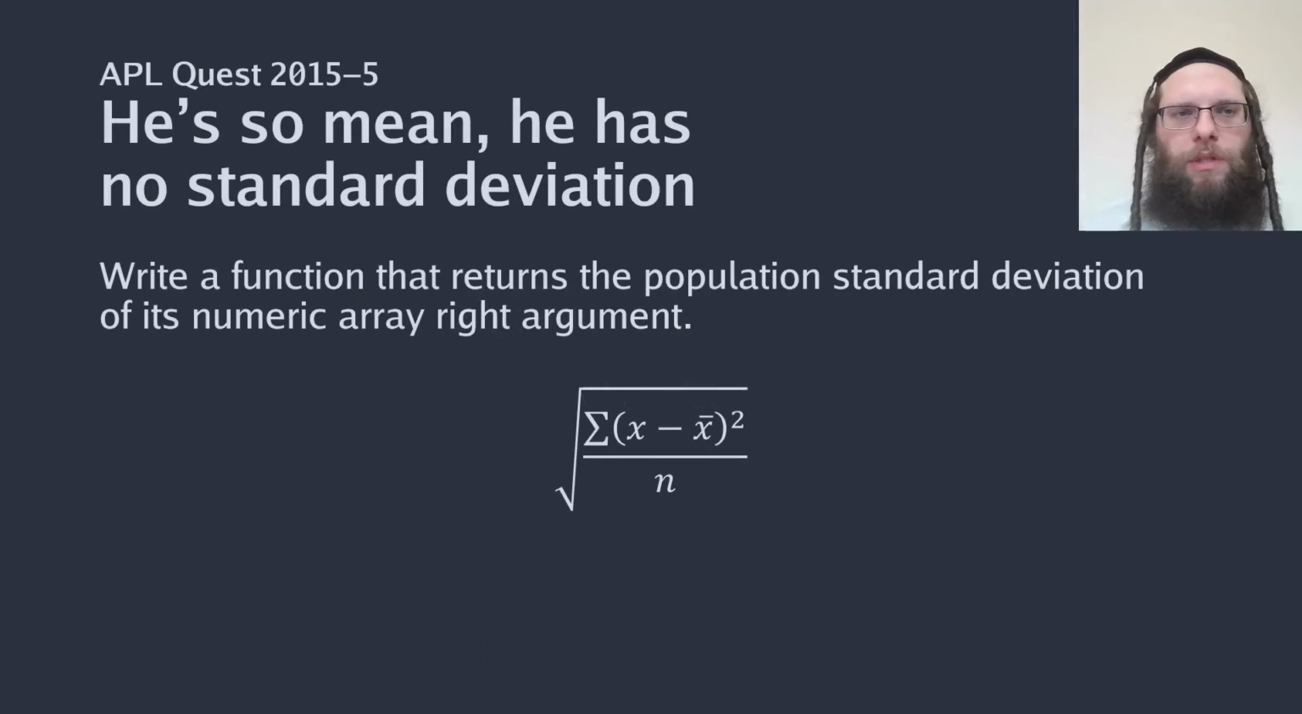Today's quest is the fifth from the 2015 round of the APL problem solving competition. It's a straightforward problem of computing the standard deviation. The only little catch is that it has to work on an array of any rank, not just a simple vector.